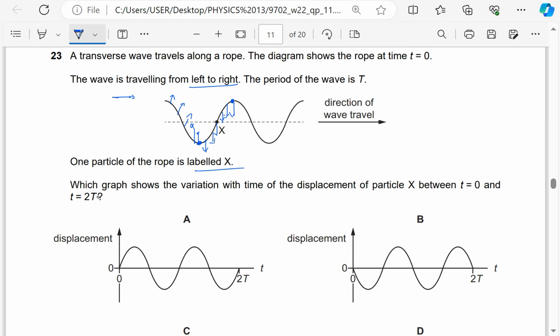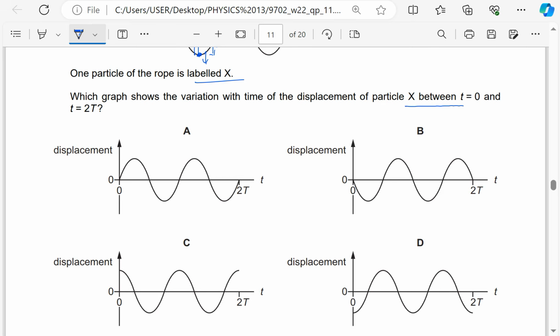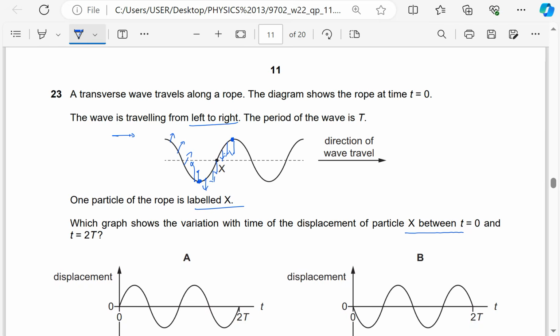One particle of the rope is labeled X. Which graph shows the variation with time of the displacement of particle X? Of course, at t equals 0, it is passing equilibrium, so the displacement is 0. So at t equals 0, the graph should start from 0, which means I eliminate C and D. Because this is a horizontal line through the wave, at t equals 0, it is passing equilibrium.